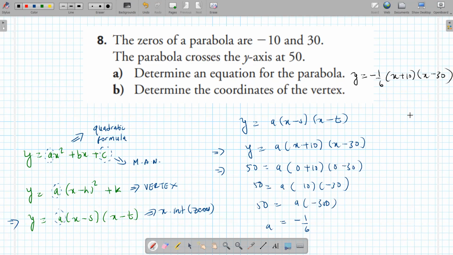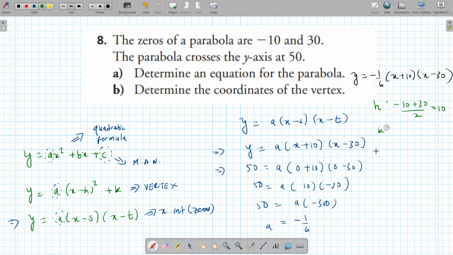Part B, determine the coordinates of the vertex. Now again, remember, we have the two x-intercepts. How do you find the vertex given the x-intercepts? How do you find h? You add them and divide them by 2. So you get 30 minus 10, 20 over 2. Your h value is 10.